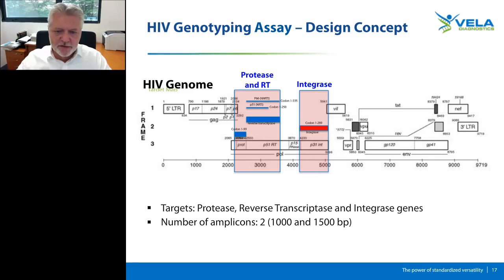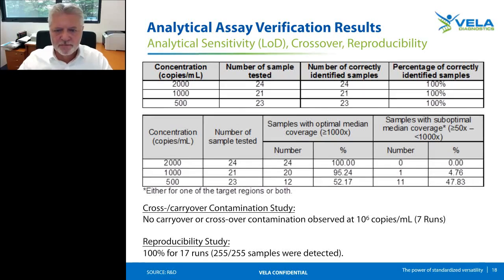So we decided also to add integrase analysis into this assay. The number of amplicons we're generating is 2, and the targets, as I said, are protease, reverse transcriptase, and integrase. The schematic drawing of the HIV genome is shown here, and most of you, I guess, are familiar with this. Let's look at our own internal assay verification results, and as I mentioned, the assays developed here are all under ISO certified conditions, and we're following a very precise quality system.